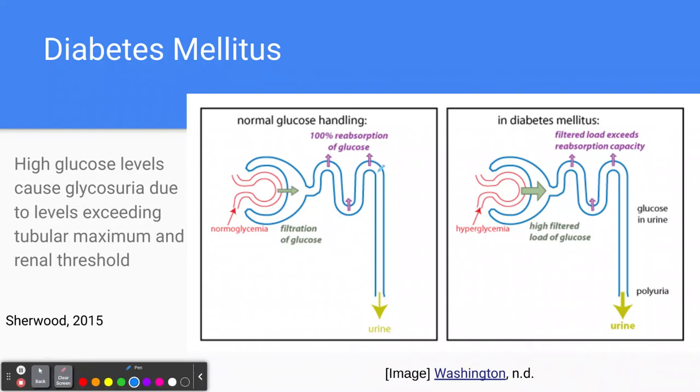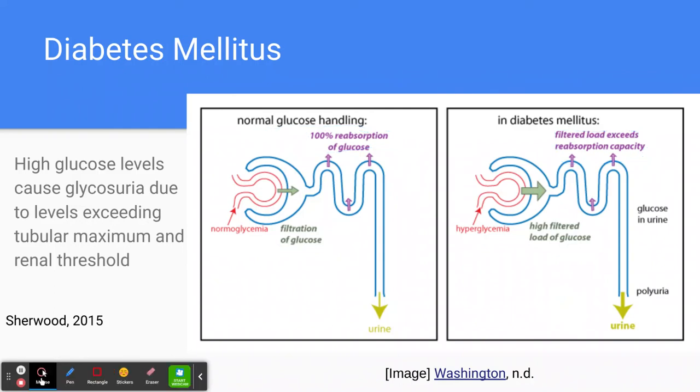So we can see again on the left here, we have the normal glucose handling, and there shouldn't be any glucose in the urine, so we see 100% reabsorption. In diabetes, we see the filtered load is going to exceed the reabsorption capacity. Again, we're going to exceed that tubular maximum and the renal threshold, and therefore we have glycosuria, glucose in the urine.